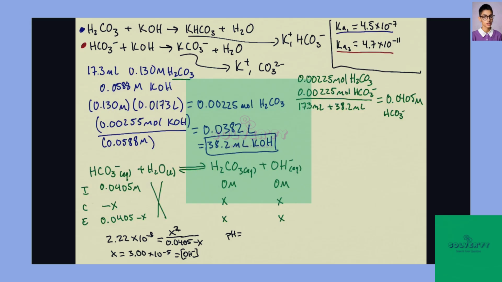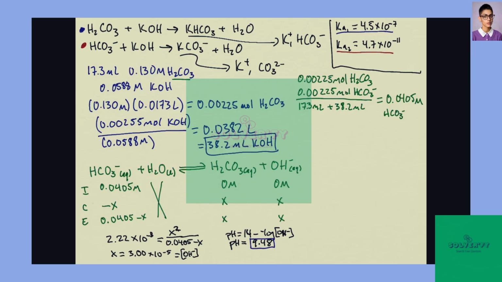pH is equal to 14 minus the negative log of the concentration of our OH minus at equilibrium. So plugging in X for our concentration of OH minus here, we get a pH of 9.48. So that's our final pH for the first equivalence point.